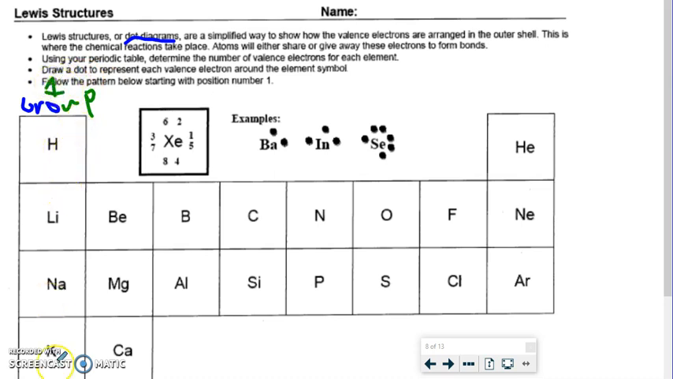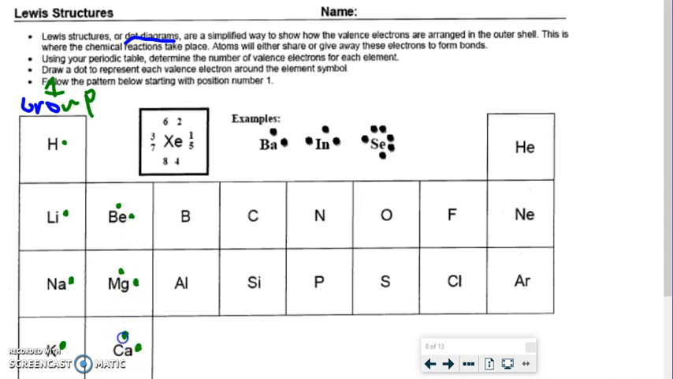These guys are all going to have 1 valence electron. So the Lewis dot structure would just be the symbol with 1 dot to show 1 valence electron. These guys are in group number 2. These guys would have 2 dots.